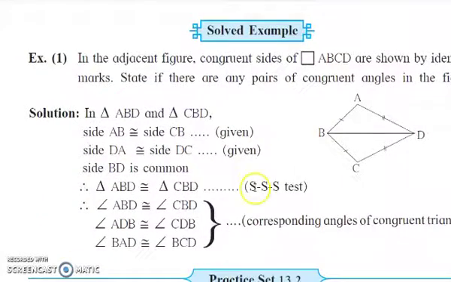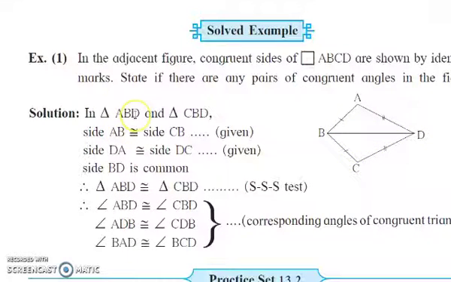Here one example is also given, a solved example. In the adjacent figure, congruent sides of quadrilateral ABCD are shown by identical marks. Here it is quadrilateral ABCD, but it consists of two triangles actually, triangle ABD and triangle BCD. State if there are any pairs of congruent angles in the figure. We know that these are the identical marks. This mark AD is congruent to this CD, and this AB is congruent to side BC, and one side BD is common in both the triangles.